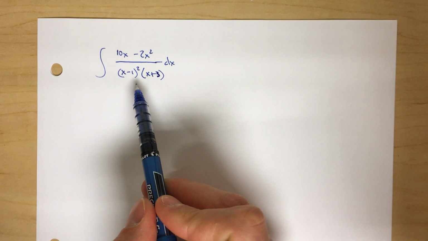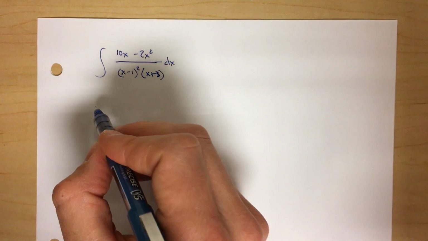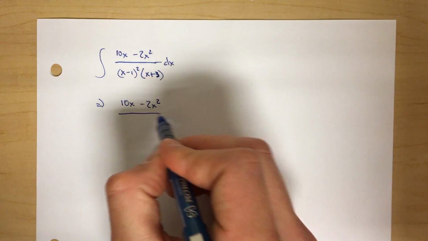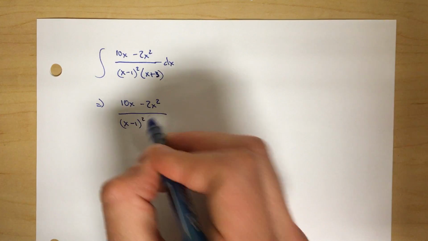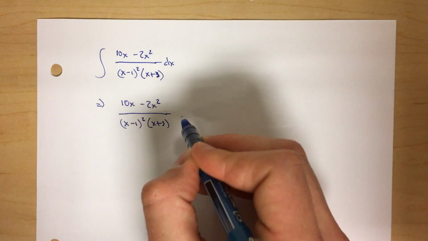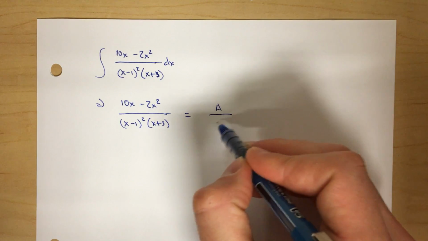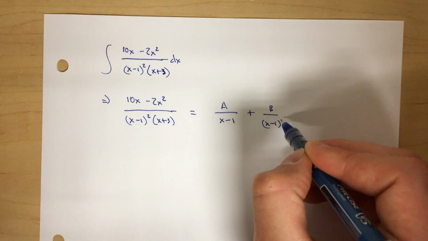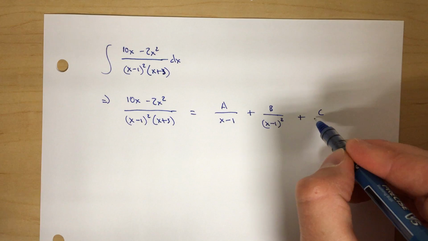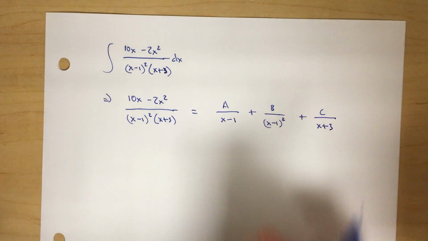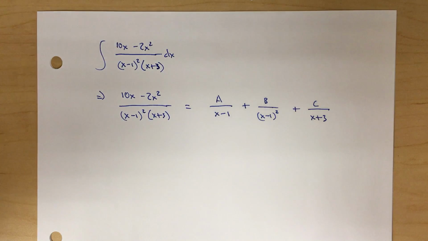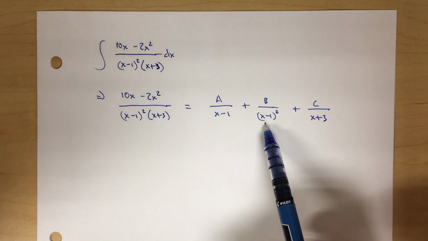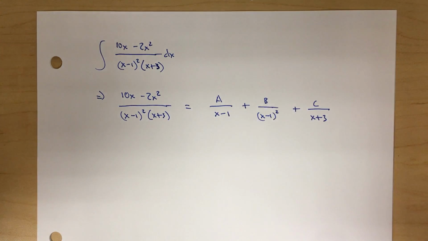And for double factors, as it turns out, we have to set 10x minus 2x squared divided by x minus 1 squared times x plus 3 equal to a over x minus 1 plus b over x minus 1 squared plus c over x plus 3. So when you have a double factor, you have to do a over a single and b over a double. And if you had a triple, you'd have to do c over the triple.